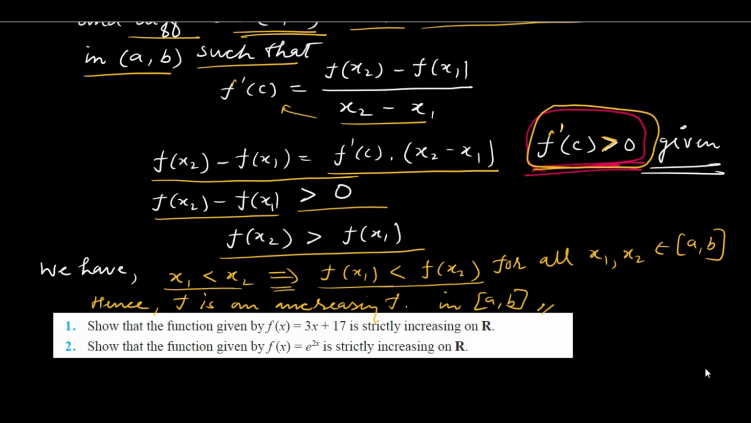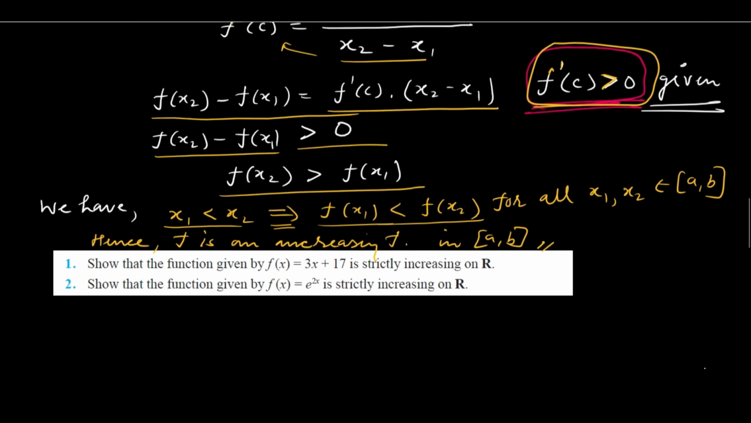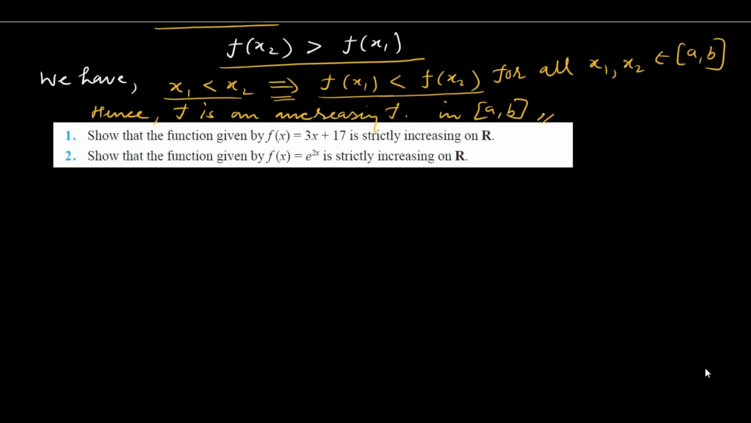Hence f is an increasing function in the closed interval AB. Now here we have some questions to solve. The first question is to show that the function f(x) = 3x + 17 is strictly increasing on R. Now solve this question.